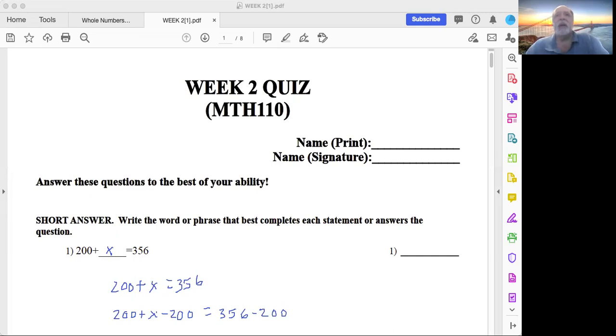Okay. So now we can cancel some stuff. So let's do that, right? The 200s will go away. They're gone here and here, okay? And so now we can rewrite the expression: x is equal to 356 minus 200. Okay, so let's do that subtraction. 356 minus 200 is going to give us 156. So there's your answer, 156. Okay. All right, we can move down.